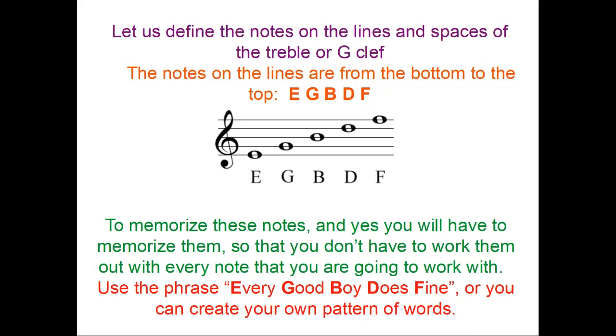Let us define the notes on the lines and spaces of the treble or G-Clef. The notes on the lines are from the bottom to the top, E, G, B, D, F. To memorize these notes, and yes, you will have to memorize them so that you don't have to work them out with every note that you are going to work with, use the phrase, "Every good boy does fine," or you can create your own pattern of words.